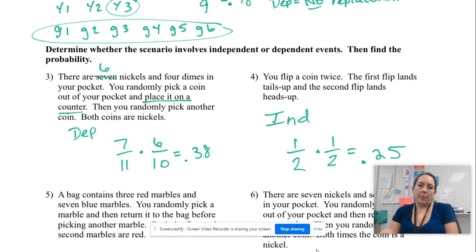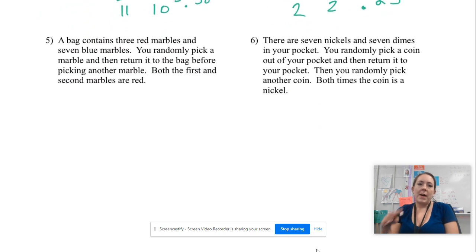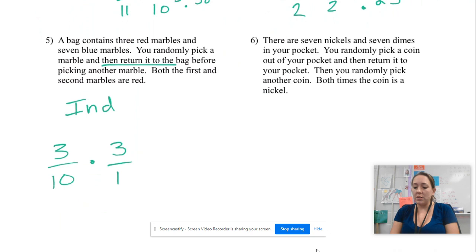All right. So a bag contains 3 red marbles and 7 blue marbles. You randomly pick a marble and then you return it to the bag. So this is saying you put it back, so this is independent. The probability that the first and second marbles are red: there were 3 red out of 10 total. And since nothing changed the second time, it's still 3 out of 10.